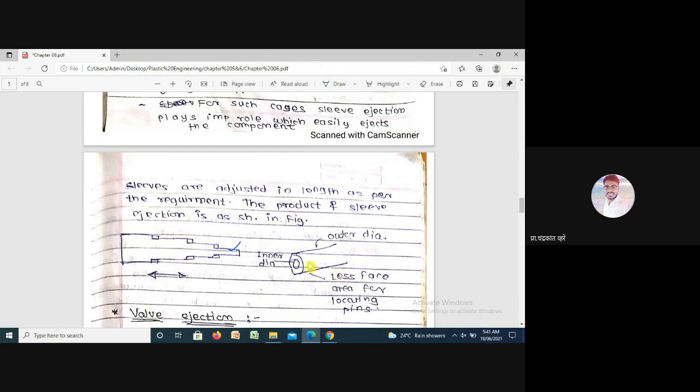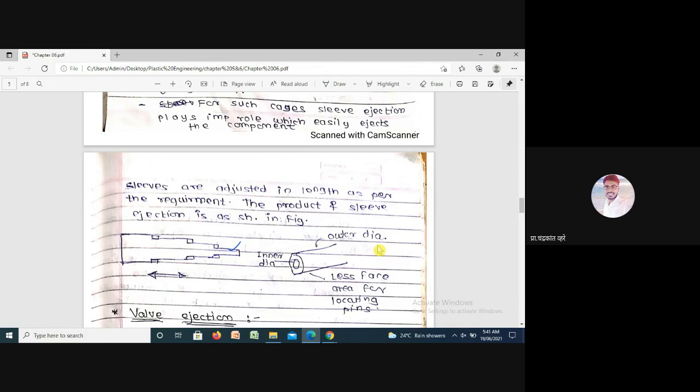Where are we using it? Suppose we are manufacturing a circular rod having some hole inside. For such a product, we use it for ejection purposes. Suppose this inner diameter is 5, then this diameter will be 5 and this diameter will be 10. Then the pin will go inside and push this part upward. This is a simple mechanism.